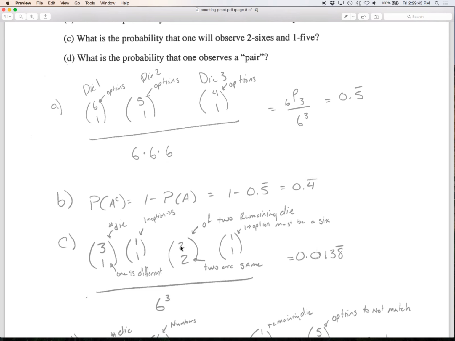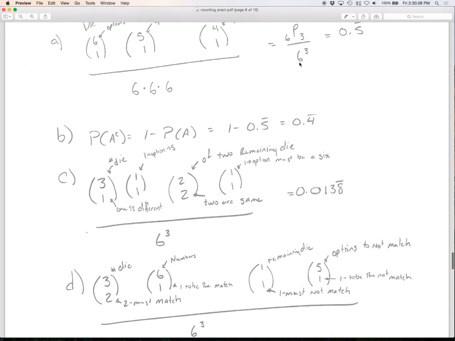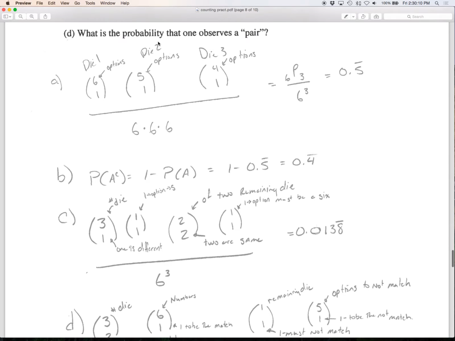For the remaining 2 dice, I need both of them. So out of the 2 dice remaining, both of them, so 2 choose 2, must match each other. What they must match is already given. It's determined. It must be a 6. So only one option, that being the 6, I need to choose that option. Again, out of the denominator of 6 to the 3rd power, this gives me the probability of having 2 6s and a 5.